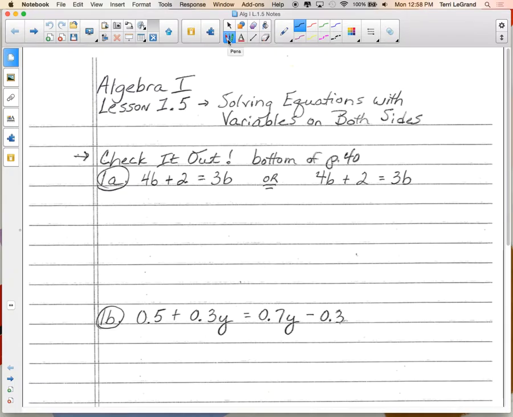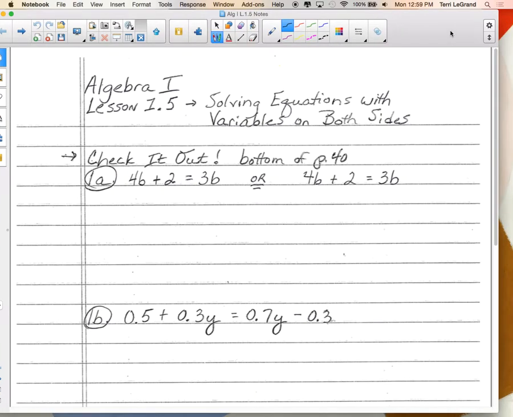Okay, so our learning goal today is I can solve equations in one variable, so it has all x's in it, or all a's, or all m's, or whatever the variable is. But this time there'll be variable terms on both sides of the equation. So how are we going to go about solving those kind? Okay, so that's our next type.